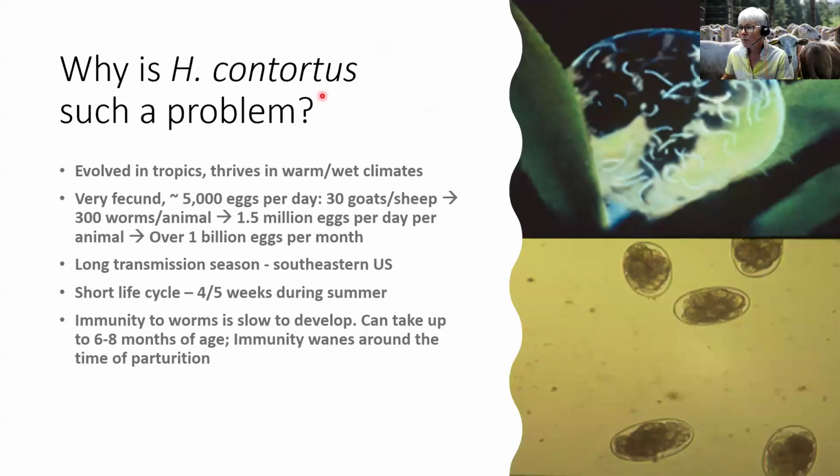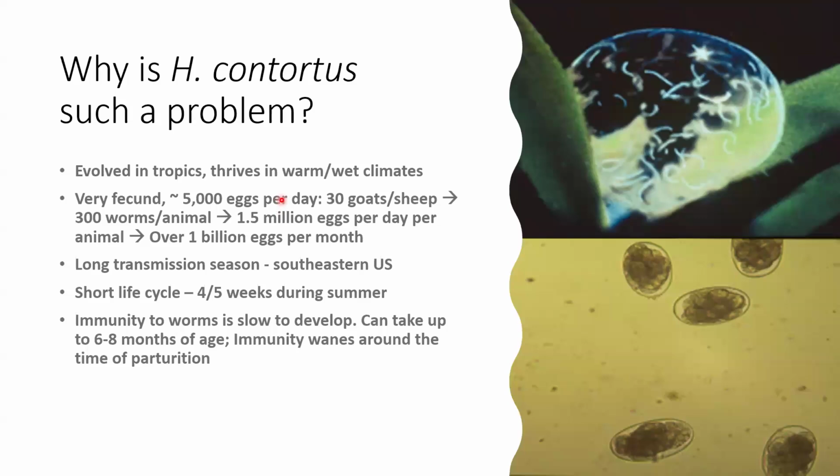So barber pole worm is a huge problem because it evolved in the tropics. It thrives in warm, wet climates. It's a very prolific egg layer, so it can lay 5,000 eggs per day. So for example, if you have 30 goats or sheep, with 300 worms per animal, that's 1.5 million eggs per day per animal, leading to over 1 billion eggs per month.